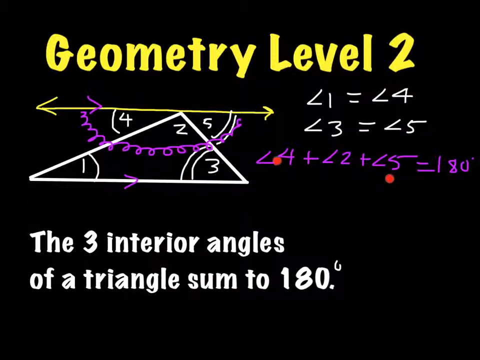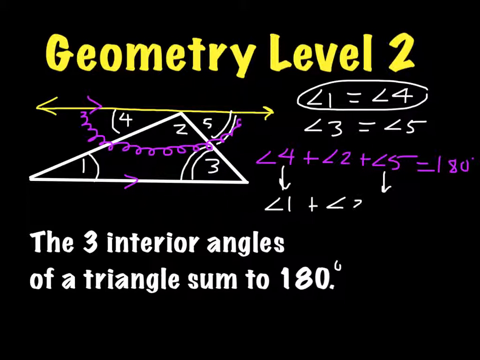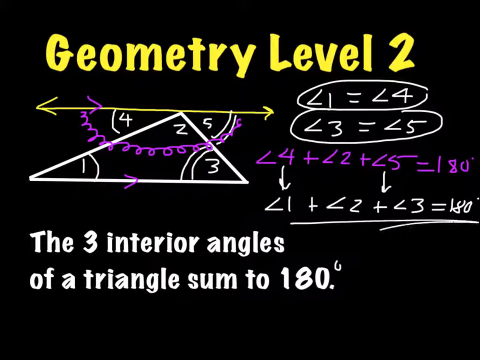I'd want to change the angles 4 and 5 into 1 and 3, and I'm allowed to do that because of substitution. Angle 4 is the same as angle 1, so I can replace angle 4 with angle 1. And also angle 3 is the same as angle 5, so I can replace angle 5 with angle 3. And that is how you prove, through substitution, that the 3 angles in a triangle add up to 180 degrees.